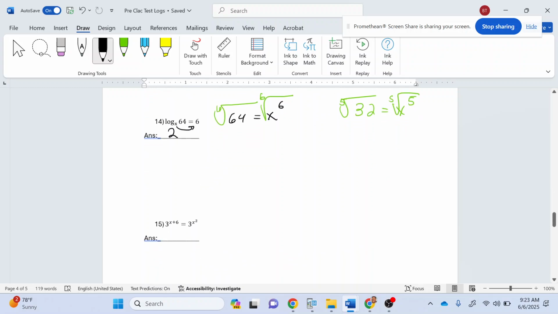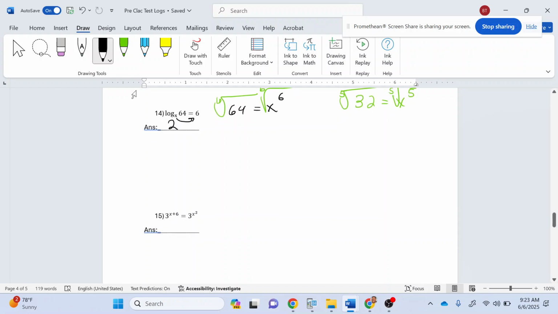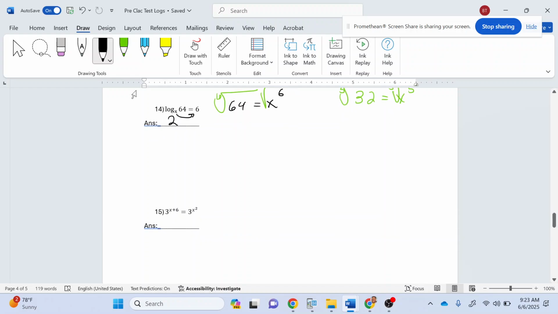All right. Now this one's matching, right? This one?